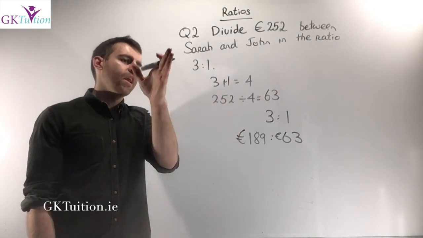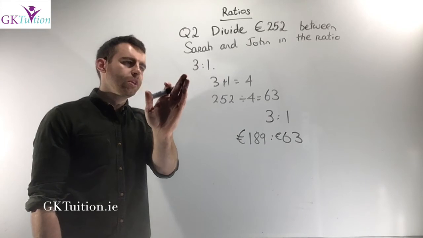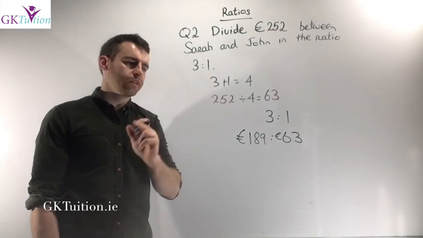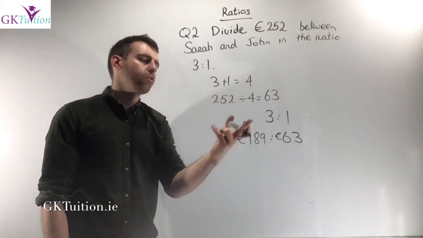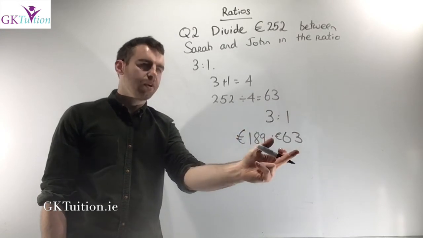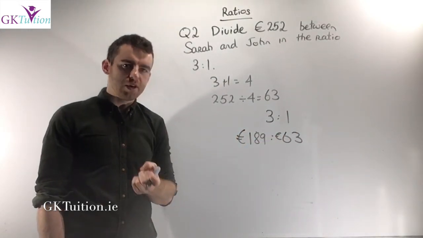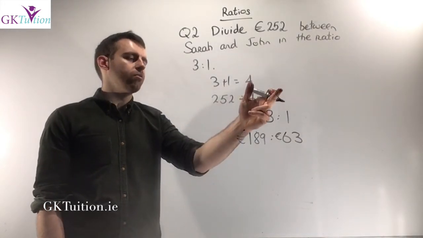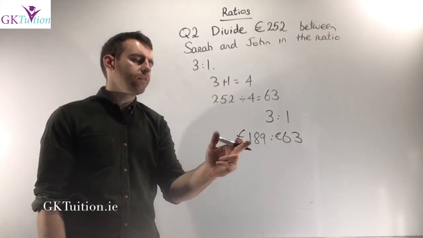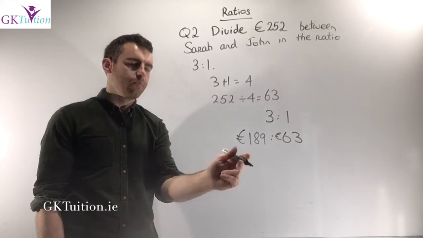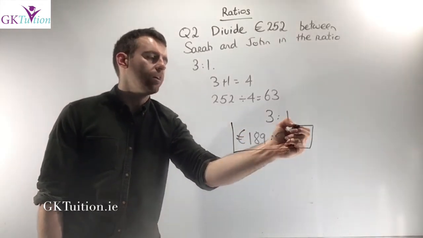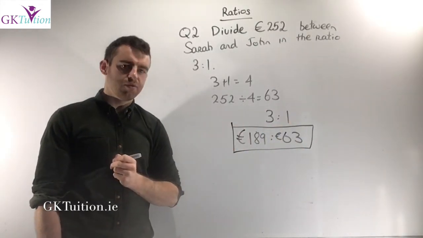And I know that Sarah is going to get 3/4 of this money. John is going to get 1/4 of this money. We've worked out that 1/4 of the money is actually €63. So John gets €63. Whereas Sarah gets 3/4 of the money. So €63 multiplied by 3 gives me €189. Sarah obviously gets €189 while John gets €63.